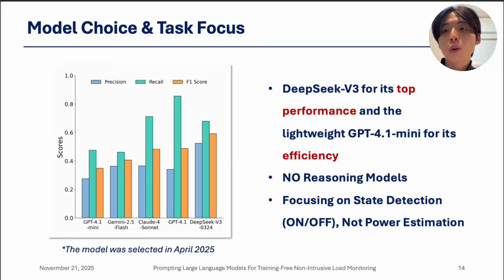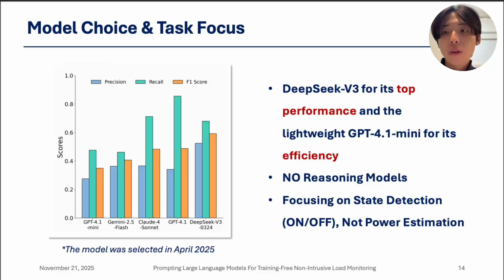They produce fewer formatting errors and more consistent output. Based on these observations and some extra case studies, you can see it in the paper, we made two design choices for the large scale experiments. The first one is we choose DeepSeek V3 for its top performance and the lightweight GPT 4.1 mini for its efficiency in the later large scale experiments. And the second one, we don't use reasoning models, and we're focusing on state detection, not the power estimation.